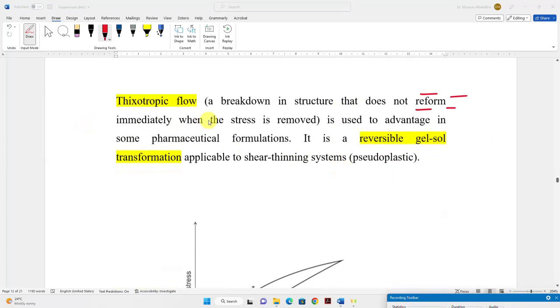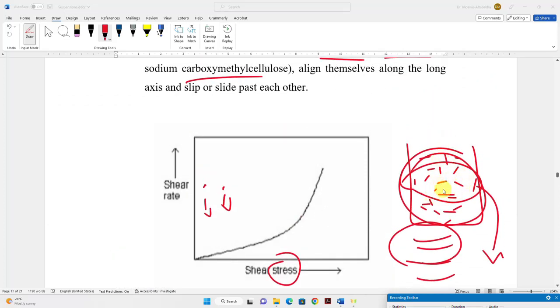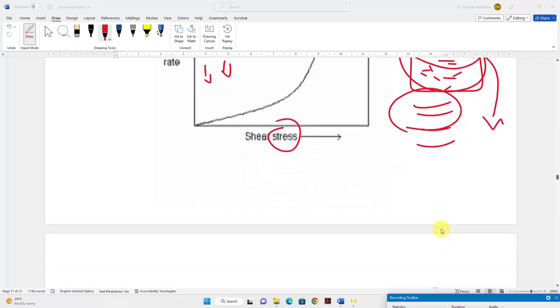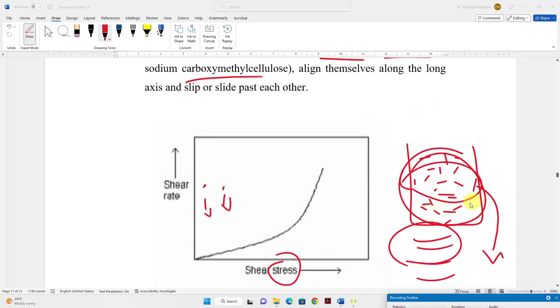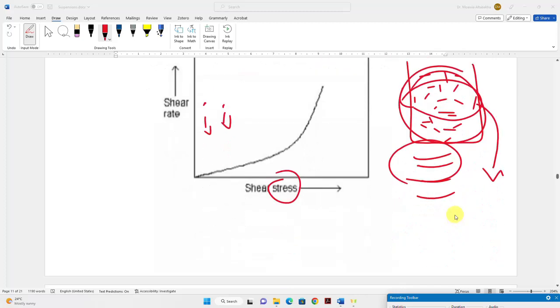This is called thixotropic flow, which is a breakdown in structure that does not reform. This structure is randomness. I'm breaking it by aligning the molecules to be in the direction of the force I'm applying, and it does not reform immediately when I remove the stress. So when I stop, these molecules will continue aligned with the previous direction and slowly they will start coming back to their random position and high viscosity.